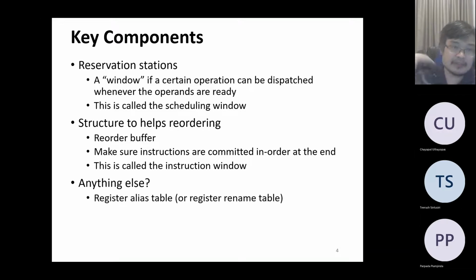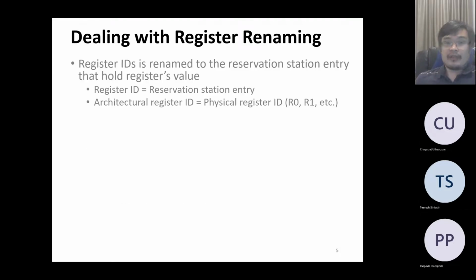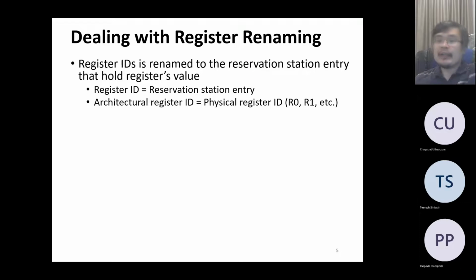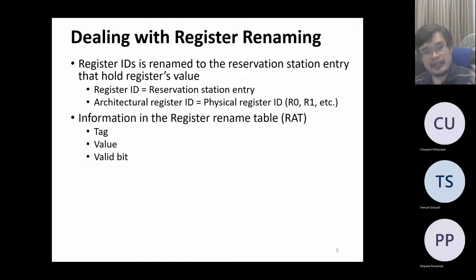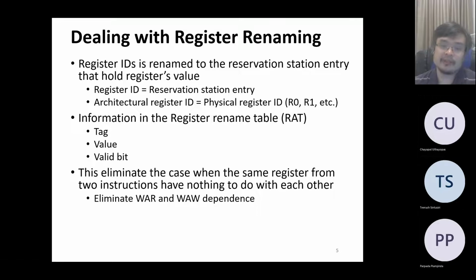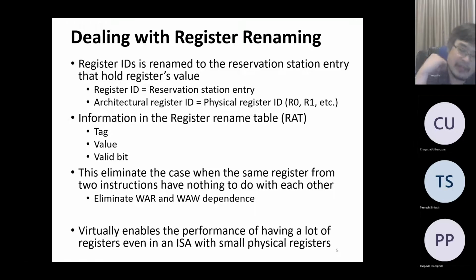You also have things like the register aliasing table or the rename table to make sure that you can deal with register renaming, where the register ID is then renamed to the reservation station entry ID, right? And you then have to tag the value and the valid bits. This is done to eliminate the write after read and write after write dependence, right? And this enables even more performance, right?